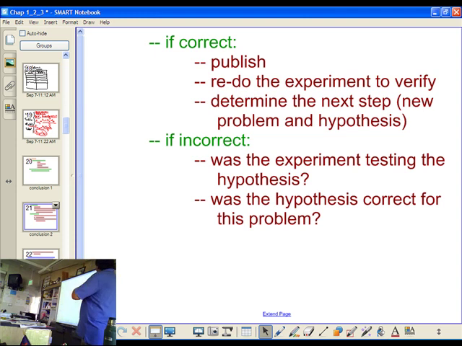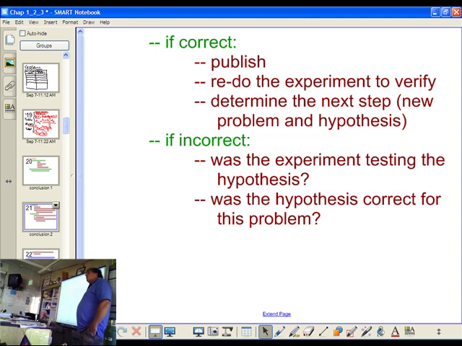If it's correct, we redo it. Probably even before you publish, you've got to redo your experiment, because sometimes you do it once, it works, and then you can't get it to work again. Or maybe you did something wrong. Look at the next step. If you're incorrect, was the experiment testing the hypothesis? Was the hypothesis correct for this problem? First of all, you have to ask, was I really testing what I think I was testing? And if you were, something's just wrong.